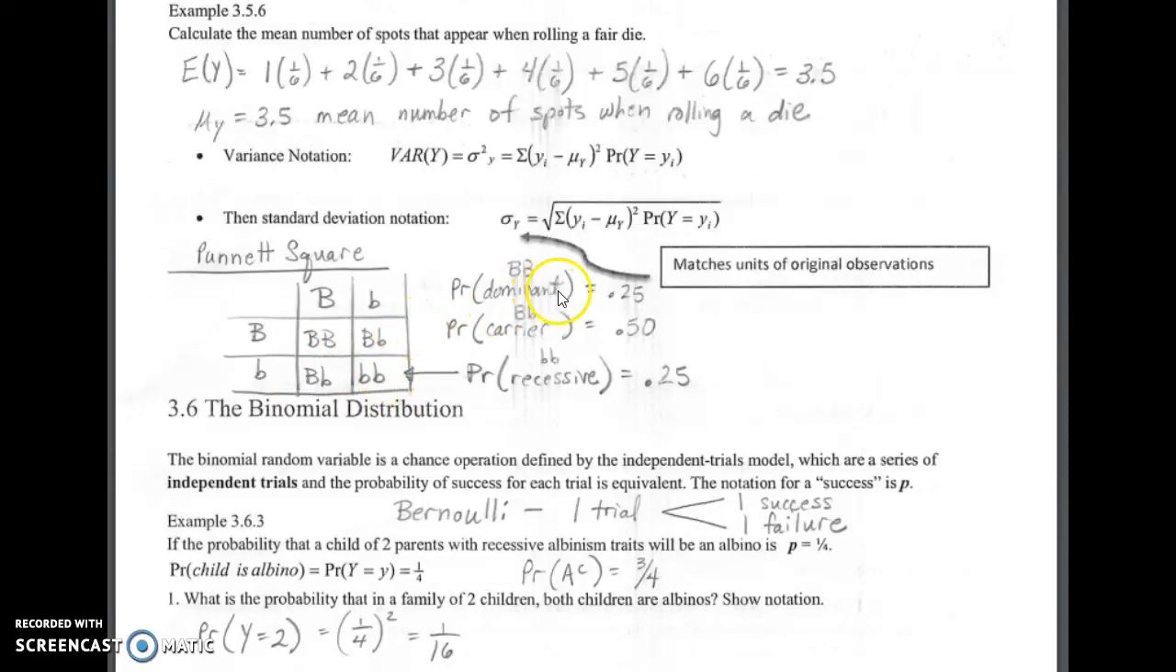So the probability of getting fully dominant is 0.25. The probability of having the combination of dominant recessive, which means you're a carrier, is 0.5 because there's 0.25 plus 0.25. And the probability of being fully recessive is also 0.25.